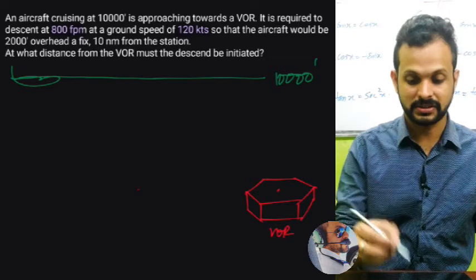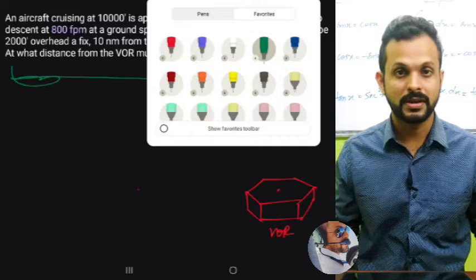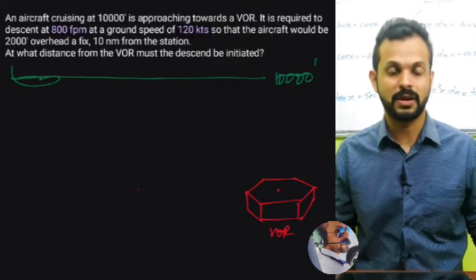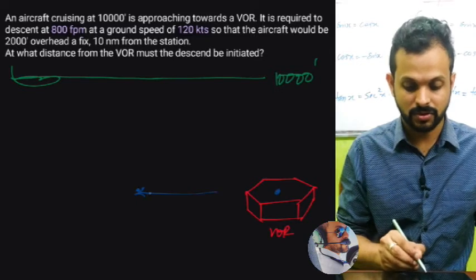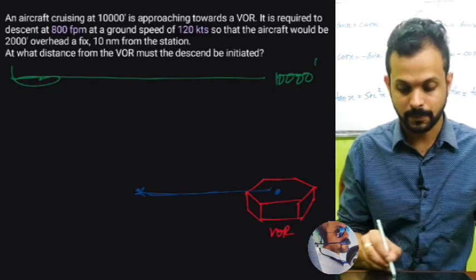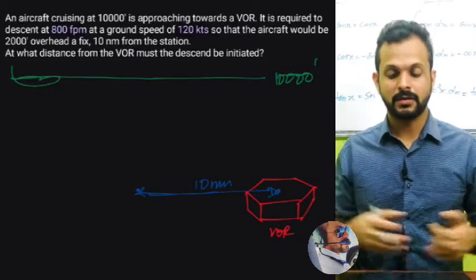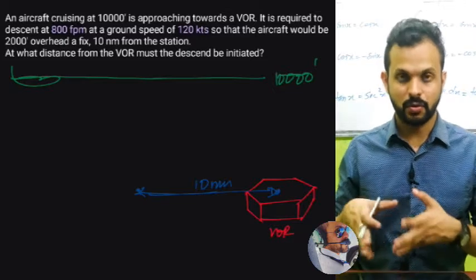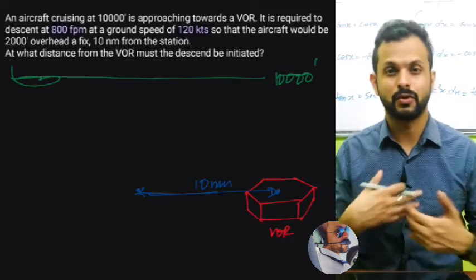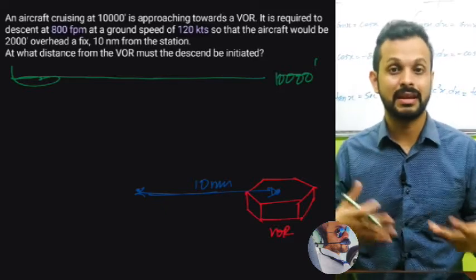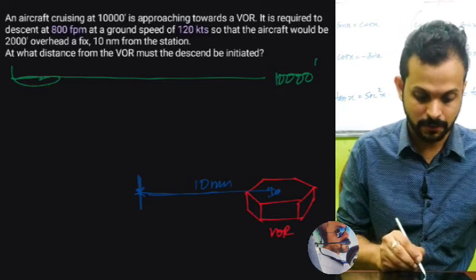So there is a fix which is 10 nautical miles from the station. Let's put that here. By station, what we mean is the VOR. It could be an NDB, it could be any of the radio aids here. So the question says that there is a fix which is 10 nautical miles from the VOR station. This fix could be a mountain, a large stadium, a bigger lake, or even another radio aid. So let's make this a tower here.